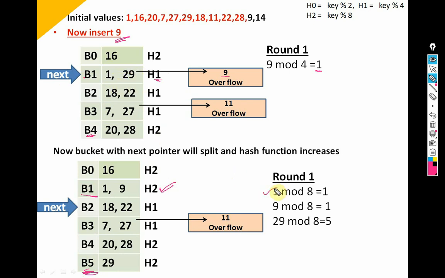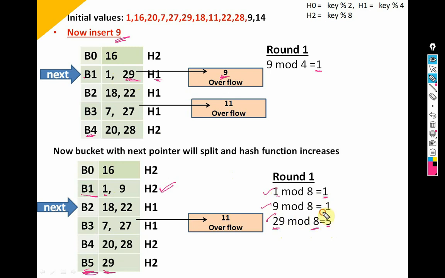So 1 mod 8 is nothing but 1. So 1 is to be placed in first bucket. 1 is placed in first bucket. Next 29. 29 mod 8 is nothing but 5. So 29 is to be placed in fifth bucket. 29 is placed in fifth bucket.